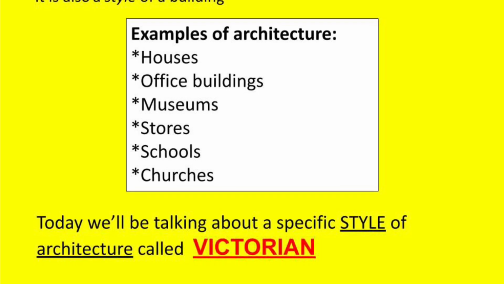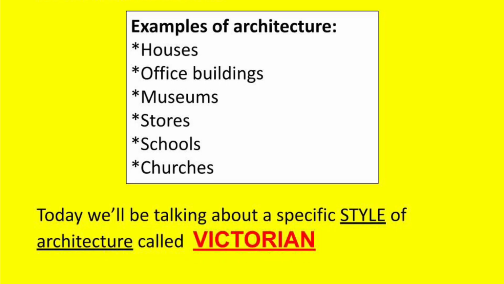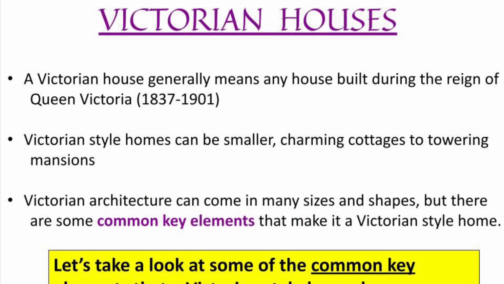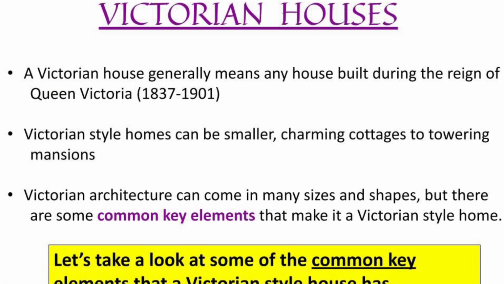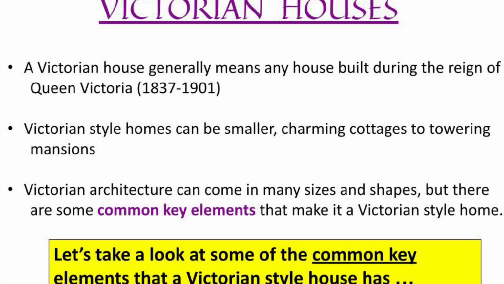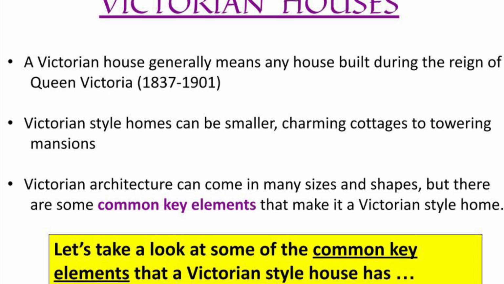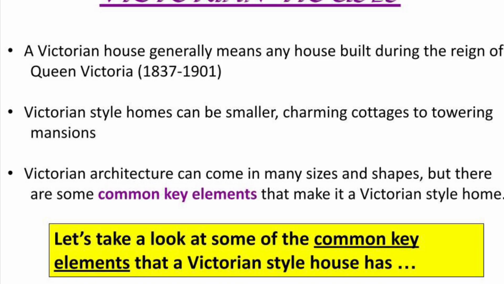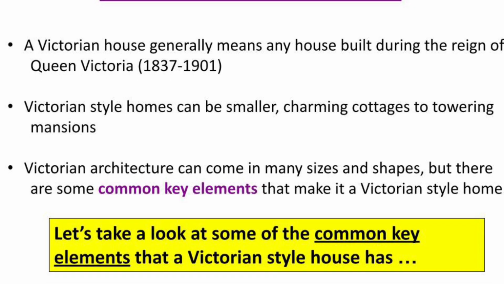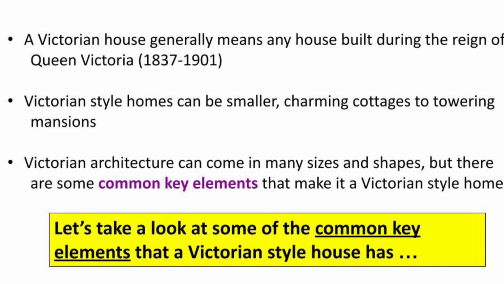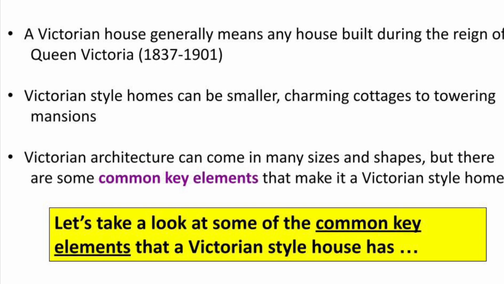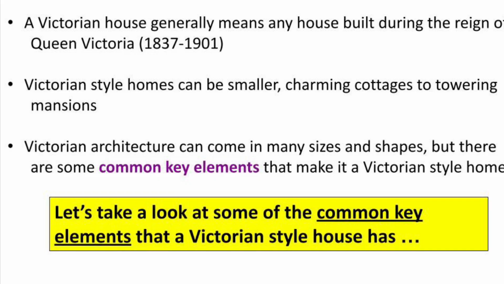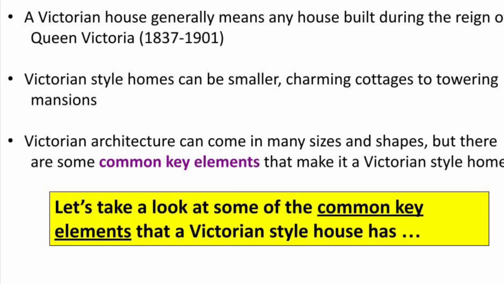Today, we'll be talking about a specific style of architecture called Victorian. A Victorian house generally means any house built during the reign of Queen Victoria, which was from 1837 to 1901. Victorian-style homes can be smaller, charming cottages to towering mansions. Victorian architecture can come in many sizes and shapes, but there are some common key elements that make it a Victorian-style home. Let's take a look at some of the common key elements that a Victorian-style house has.